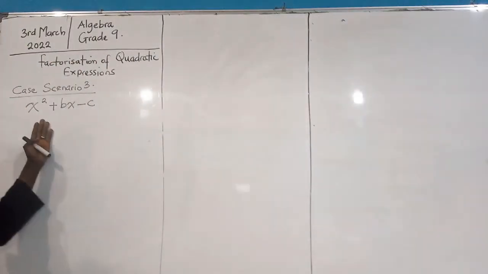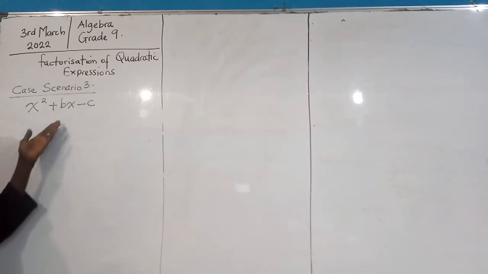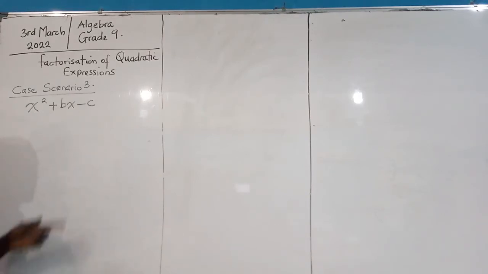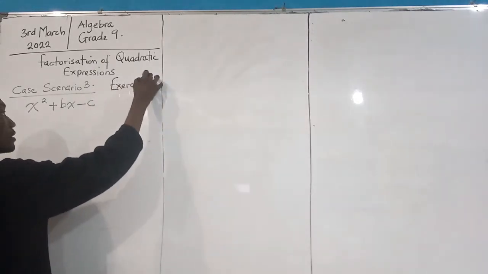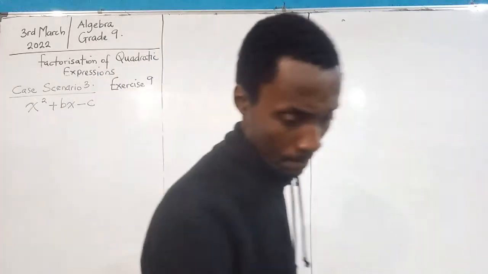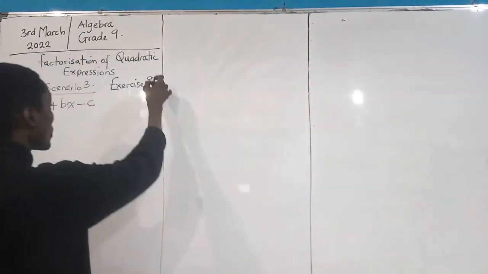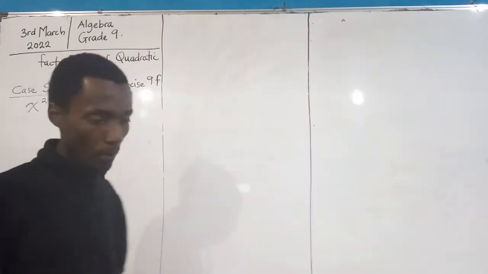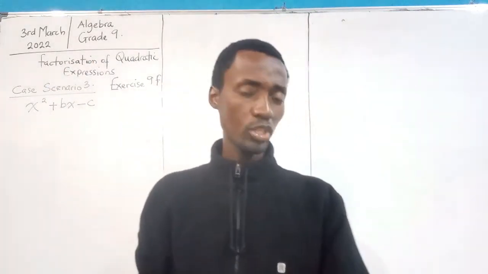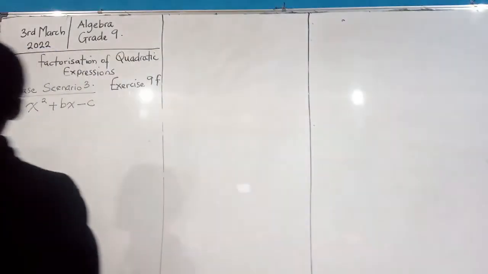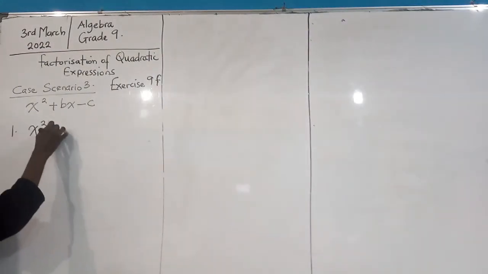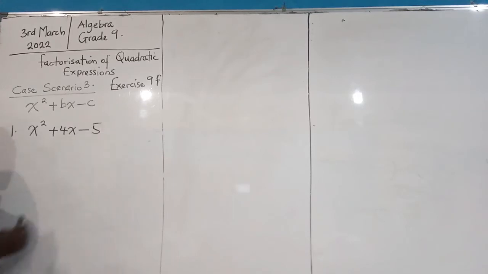Now, we take another case scenario where we have x squared plus bx minus c. To handle this, we'll be looking at exercise 9F of our textbook, and that is found on page 92 of our New General Mathematics for Grade 9 or JS3. Now, the first question we have there says x squared plus 4x minus 5.